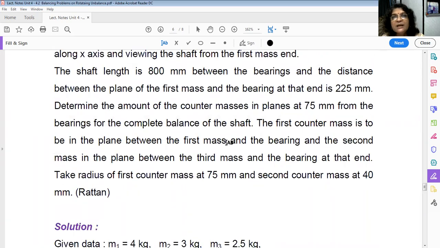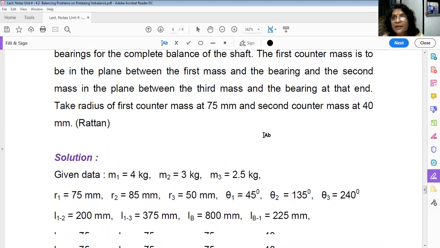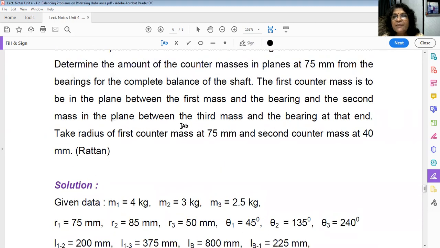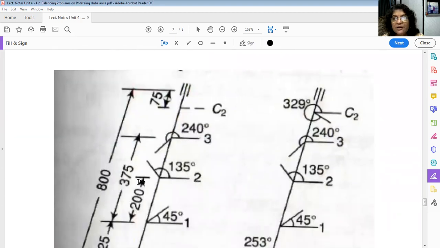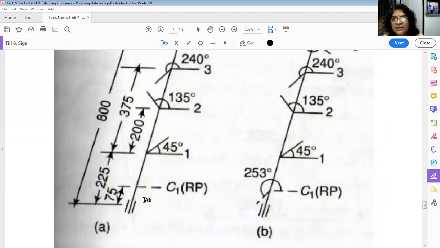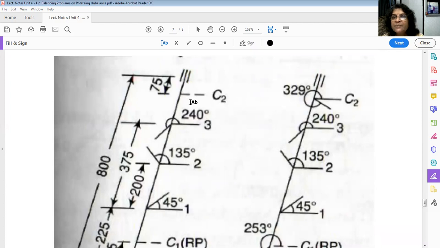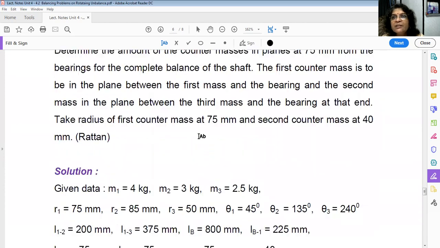The first counter mass is to be in the plane between the first mass and the bearing. Okay. And the second mass in the plane between the third mass and the bearing at that end. That means, see, the first counter mass is between the bearing and the first mass. That's why we have shown it here at 75 mm. And the second counter mass is placed between the right hand side bearing and mass number 3 at 75 mm from the bearing. Okay. So distances are given.